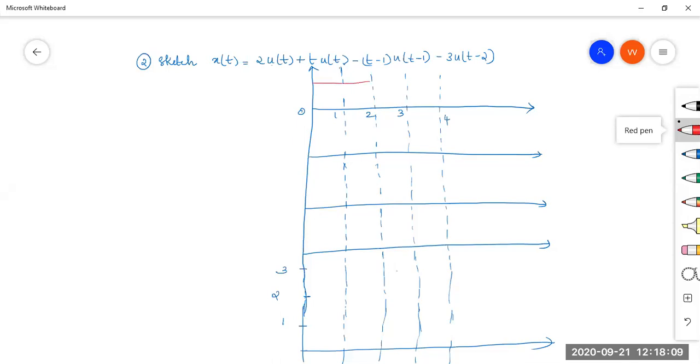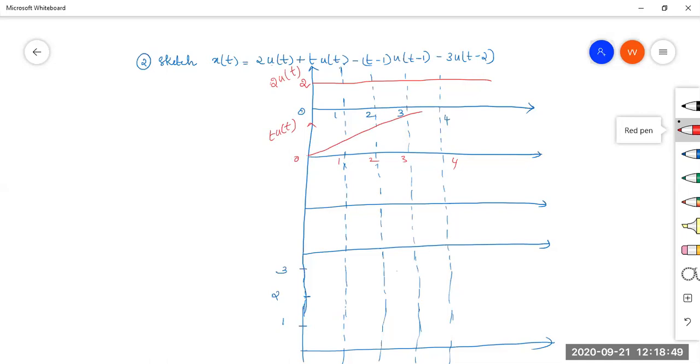So first we have to draw the unit step signal. Then the magnitude of this signal will be 2. And the signal is now 2 into u of t. Now the second one is t into u of t. So multiplying any signal with the unit step gives you the same signal itself. So t u of t means the same as writing t, or a ramp signal. So this is 0, 1, 2, 3, 4. So this will be a ramp signal. It will start at 0 and it will linearly increase.